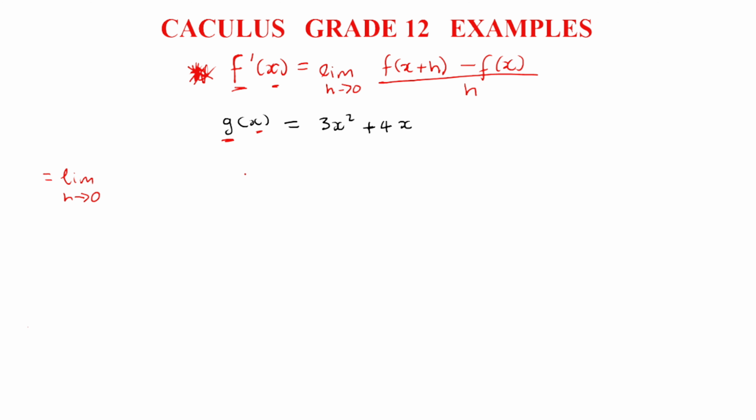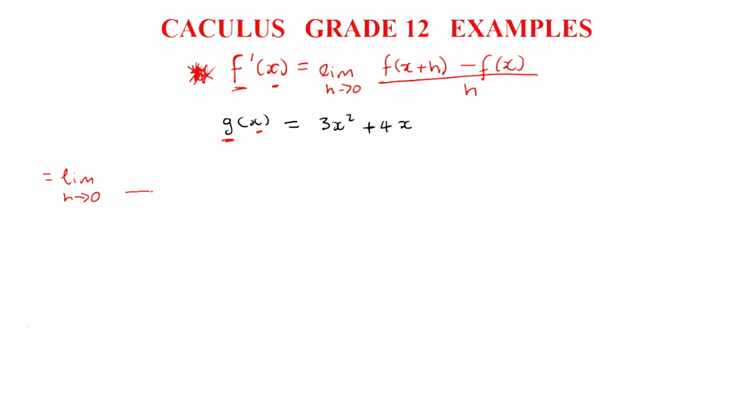The example for today is g of x equals 3x squared plus 4x. Now let's have a look at this one and make sure that we substitute the right things in the right places. Great stuff, guys.